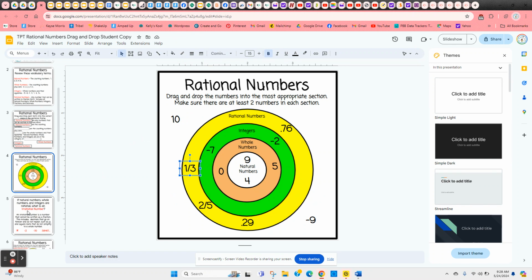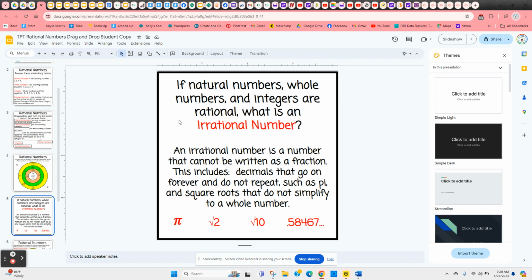Now, once they've gone through all the rational numbers, students are probably wondering then, what is an irrational number? Well, an irrational number is a number that cannot be written in fraction form. That would be decimals that go on forever and don't repeat, such as pi. So that's an example of a decimal that goes on forever and does not repeat. Square roots that can't simplify to whole numbers, they're not perfect squares. Square root of 2, square root of 10, and so on.